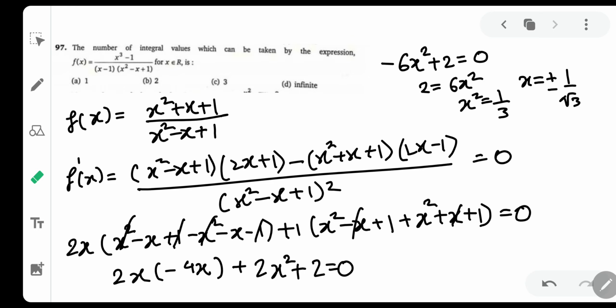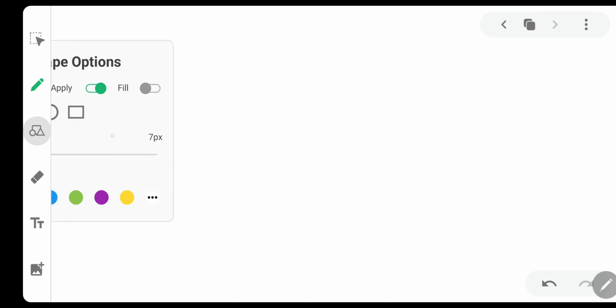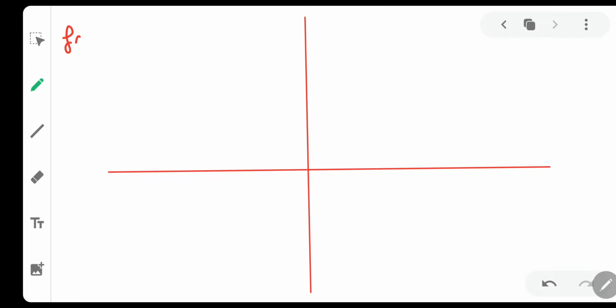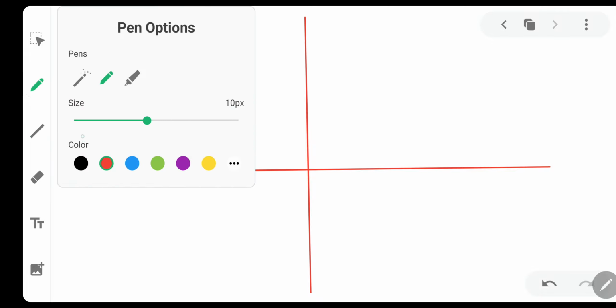So let us start. Now suppose you have an x and y coordinate system made like this. First of all, f(x) is 3 raised to mod x. So in such questions, how do we proceed? That I will tell you.